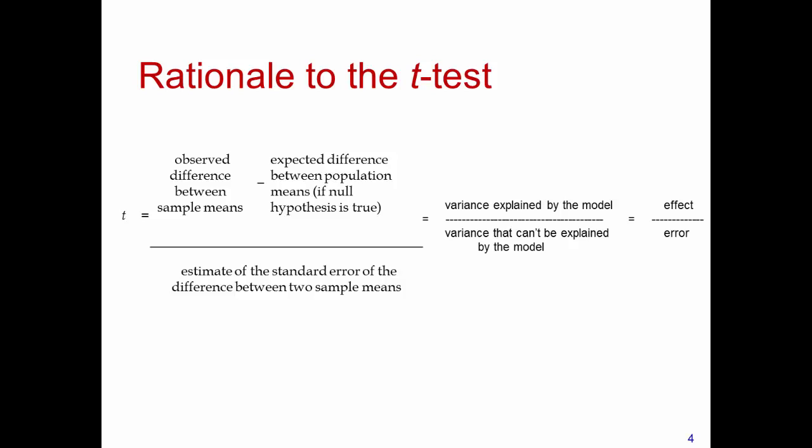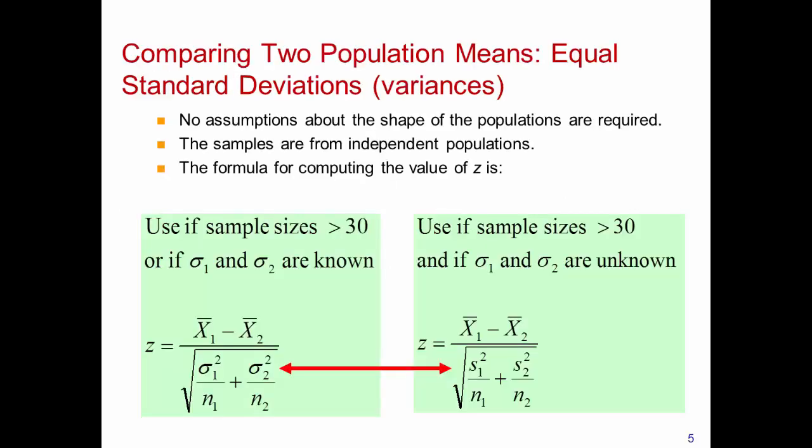Let's look at a more specific formula for when we have two population means and equal standard deviations. Note here that this is somewhat of an unusual occasion because we don't normally know the population means and we don't normally know the population standard deviations. So this is for reference more than anything else. We make no assumptions about the shape of the populations, and the samples are from independent populations. The formula for computing the value of z is listed below.